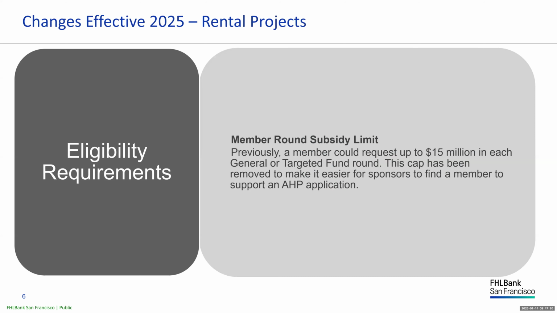Previously, a member could only request up to $15 million in each general or targeted fund round. We are getting rid of this cap for the 2025 round to make it easier for sponsors to find a member after many of our largest AHP members have shifted their membership to other Federal Home Loan Banks.